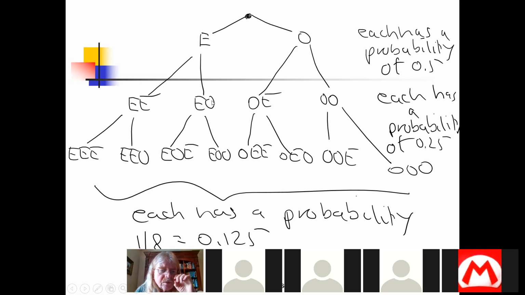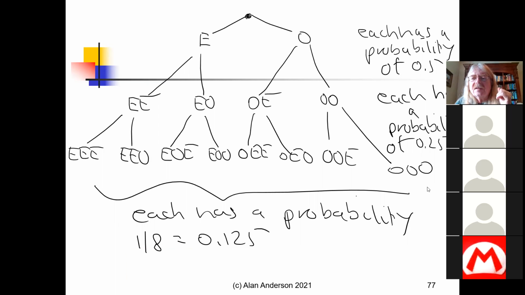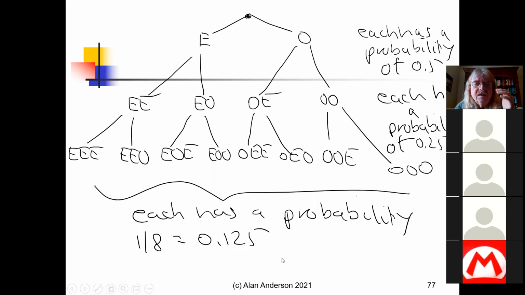Now, if I continue to roll the die, each time I'm doubling the number of possible outcomes. So with the third roll, I'm up to 8 now. 2 times 2 times 2 is 8. And you can see these are the possibilities ranging from all 3 evens to all 3 odds. And because there are 8 of them and they're all equally likely to occur, that implies that each one has a probability of 1/8, or the decimal equivalent of 1/8 is 0.125. Okay, and if I roll the die a 4th time, there'll be 16 possible outcomes, each with a probability of 1/16. So it just keeps going on and on.